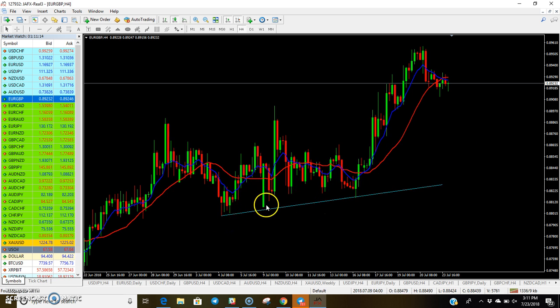You can see that this is basically a trend line support. Support is like a floor. Resistance is above, which can be used as your ceiling. So as you can see, price is remaining consistent, riding on the support zone.